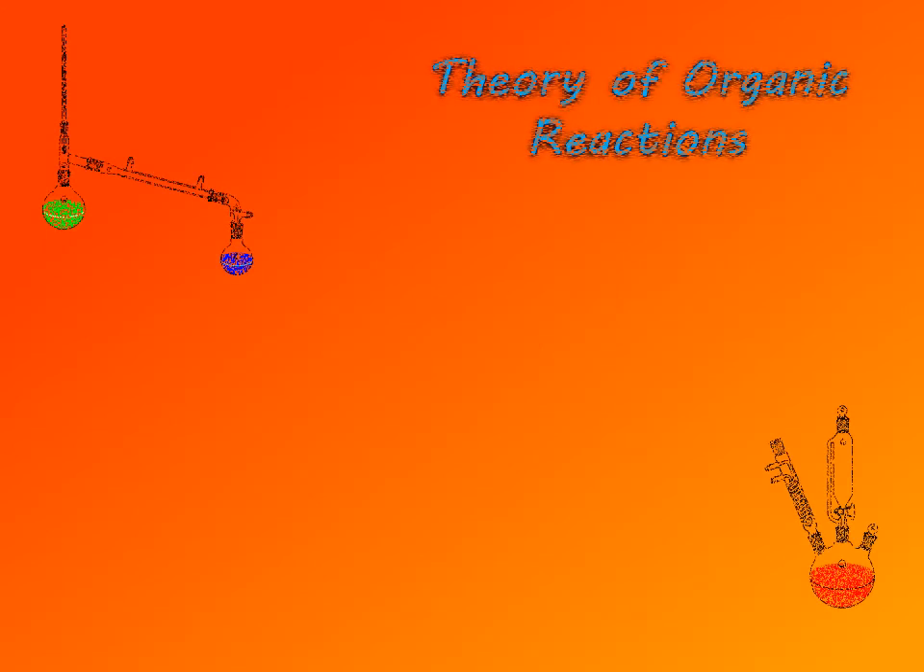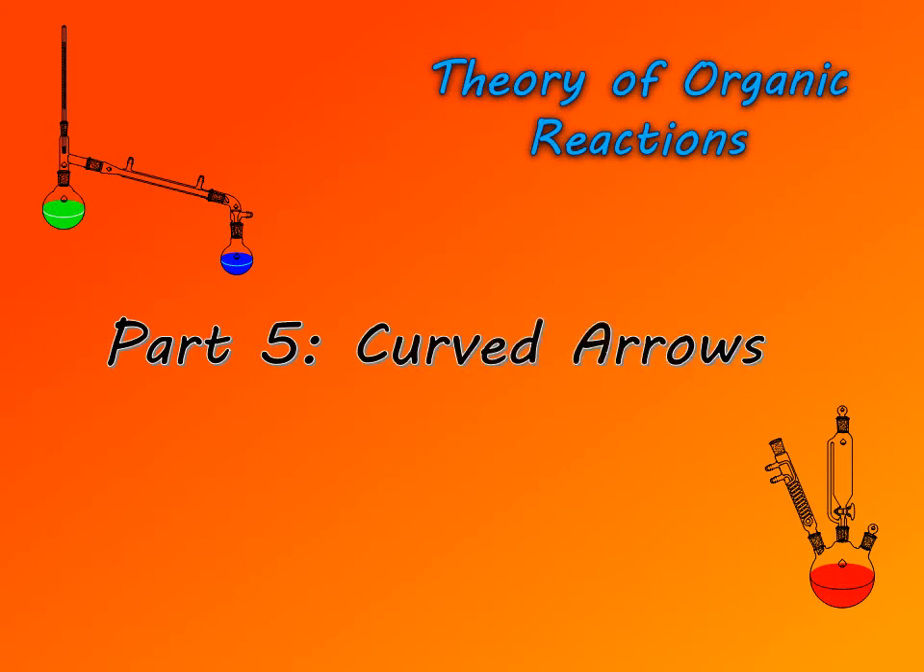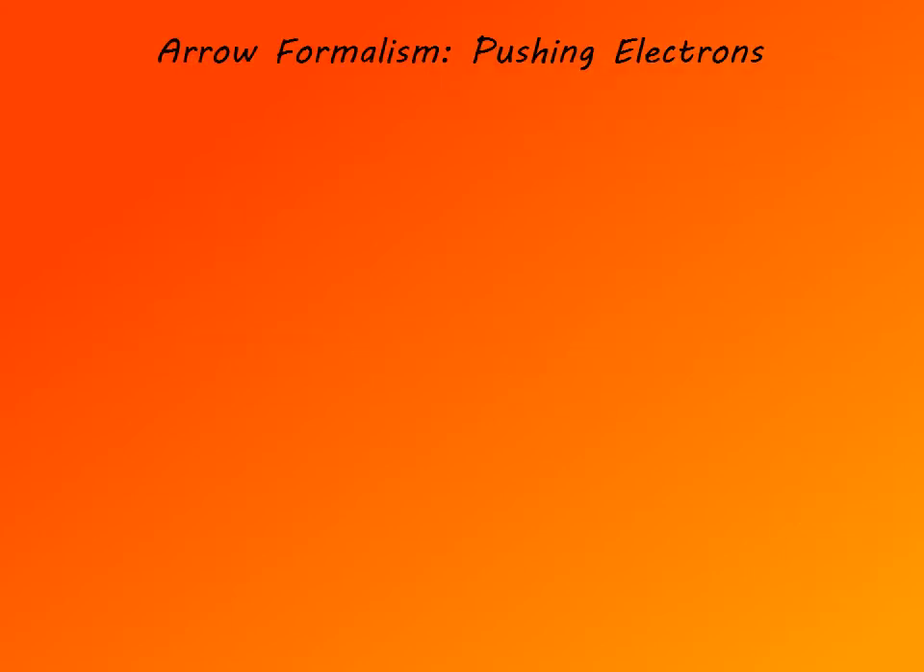In this video, we are going to examine use of curved arrows in organic chemistry. Curved arrows are used to indicate movement of electrons. We sometimes colloquially call it pushing electrons. And they are used for two purposes: to indicate movement of electrons in space and movement of electrons in time.